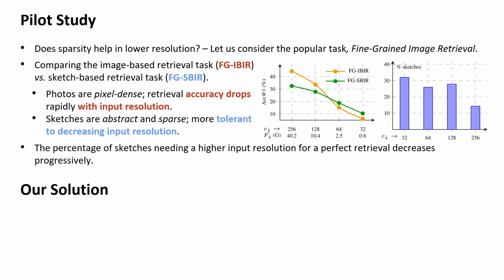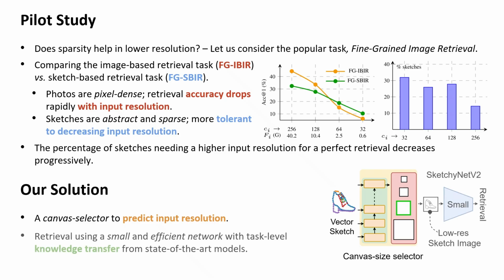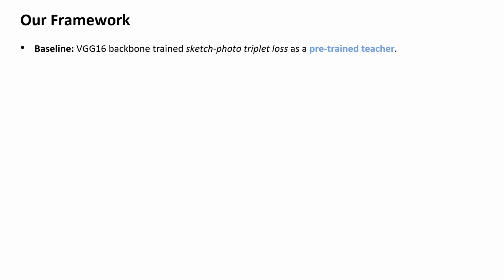Based on this, we propose a two-stage solution. Firstly, an adaptive canvas selector can be employed to predict the appropriate input size for the query sketch. The sketch rendered in the predicted canvas size can be used for retrieval using an efficient network trained using task-level knowledge from a large state-of-the-art model. Before getting into the architectural details, we establish a state-of-the-art FGSBIR model with a VGG16 backbone as the pre-trained baseline, as an essential element of our framework.